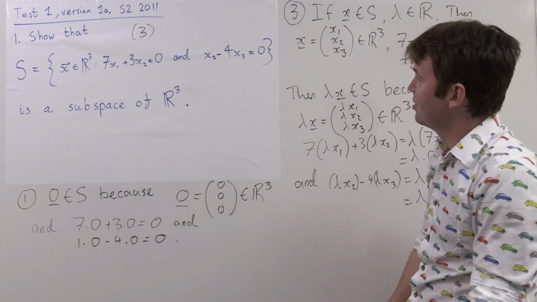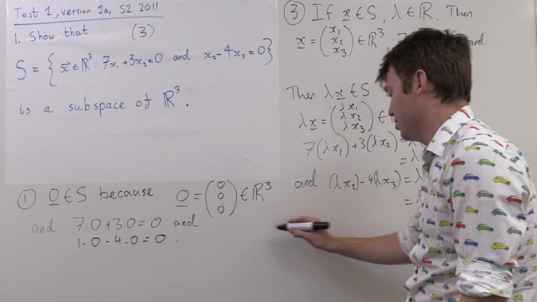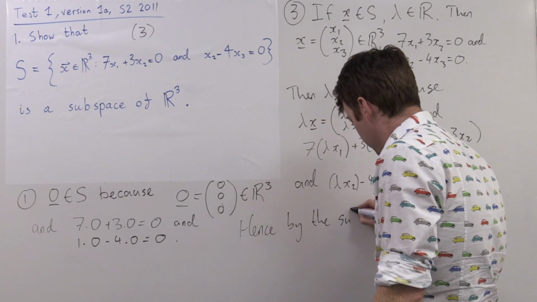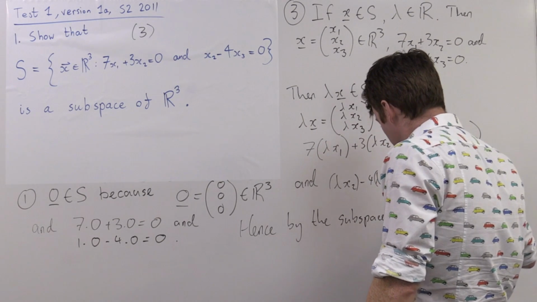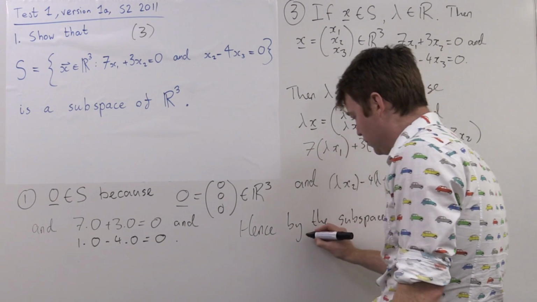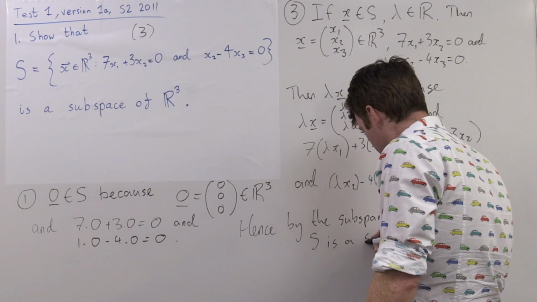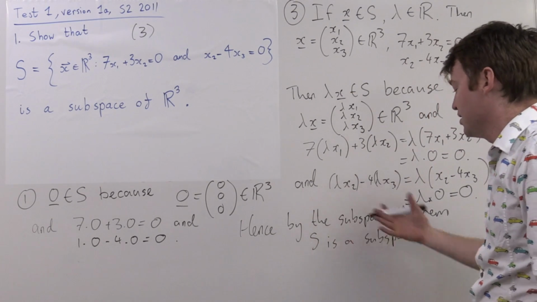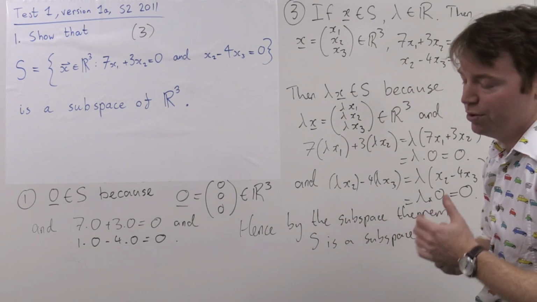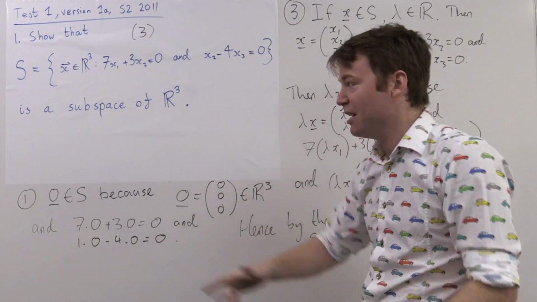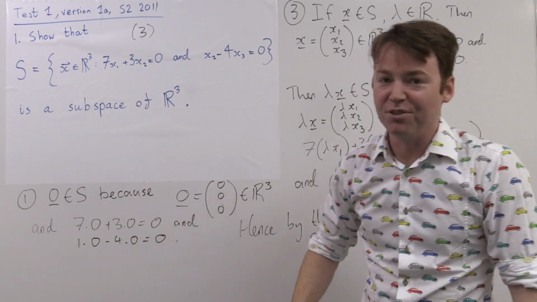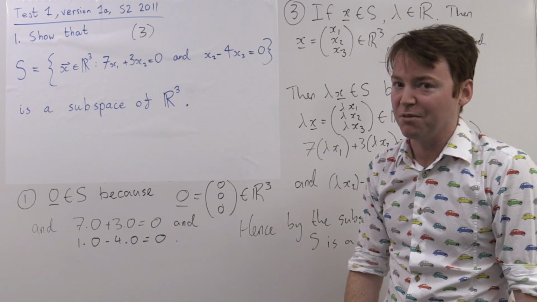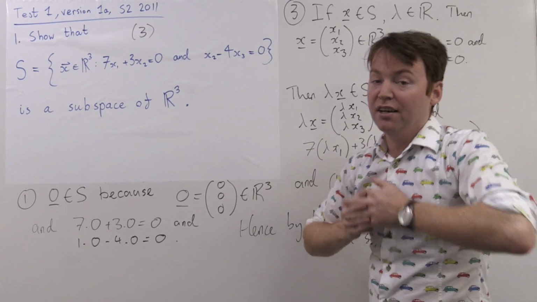that it contains 0, it's closed under addition, and it's closed under scalar multiplication, hence we can tie all that up in a neat little bow and say by the subspace theorem, this is a subspace. You should only be thinking subspace theorem. Anytime you see the word subspace in a question, you should just go straight to the subspace theorem. That is how you prove something is a subspace.